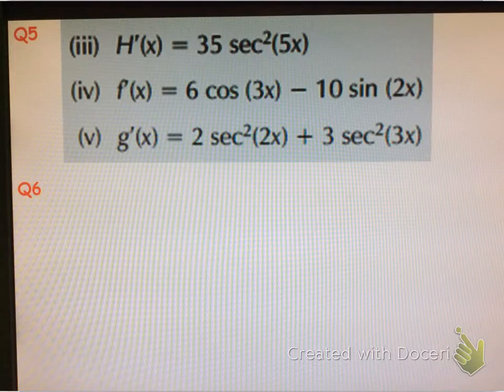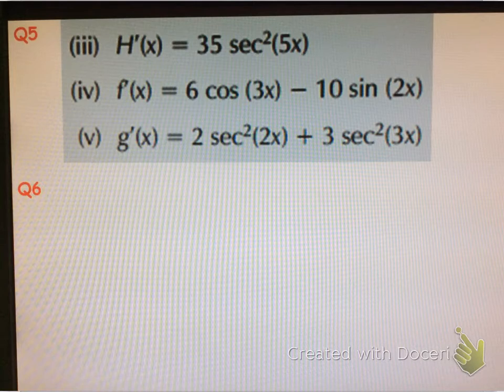Question 5, find the derivative of each of the following functions. Part 3, h of x was 7 tan 5x. Okay, so again, off you go. This is just the normal differentiation. So it's tan 5x to the power of 1, isn't it? So 1 times 7 is 7. Differentiate tan 5x, you'll get sec squared 5x. Then differentiate the angle, which is 5x, and you'll get 5. But remember, 5 then multiplied by the 7 in front is 35.